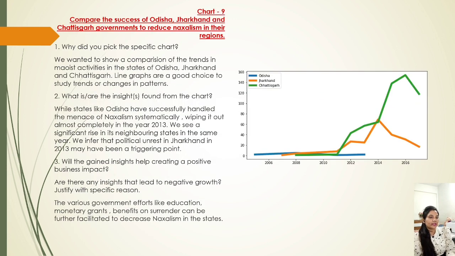So, next one is chart number 9. Here we compare the success of the Odisha, Jharkhand, and Chhattisgarh governments in reducing Naxalism in their regions. We wanted to show a comparison of the trends in Naxal activities in the states of Odisha, Jharkhand, and Chhattisgarh. Line graphs are a good choice to study trends and changes in patterns.